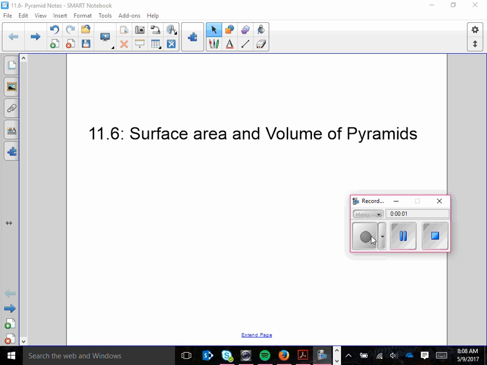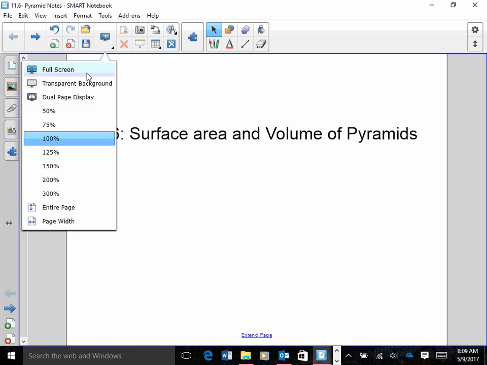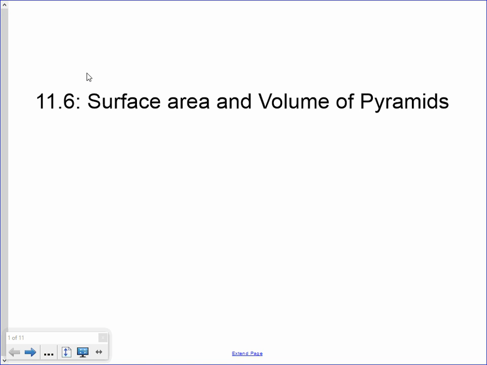Let's go over some properties of pyramids. Now, probably the only exposure you've had to a real-life pyramid is maybe the Great Pyramids in Egypt, right? Those pyramids have rectangular bases, but pyramids don't have to have rectangular bases. We looked into that a little bit in 11.4. We looked at pentagonal prisms or pentagonal pyramids, when the bottom was a pentagon.